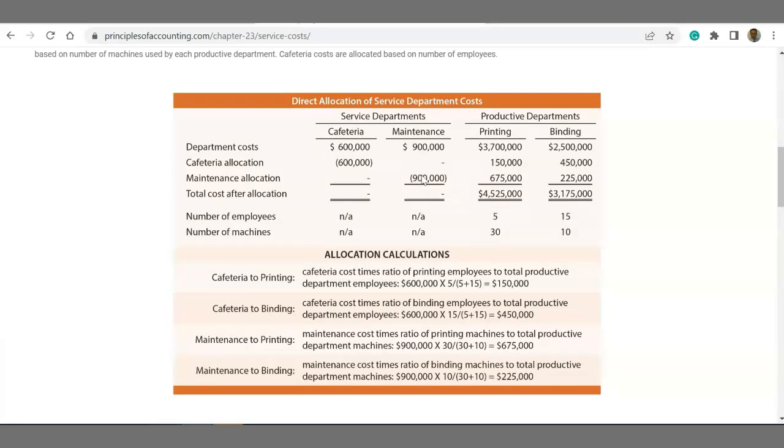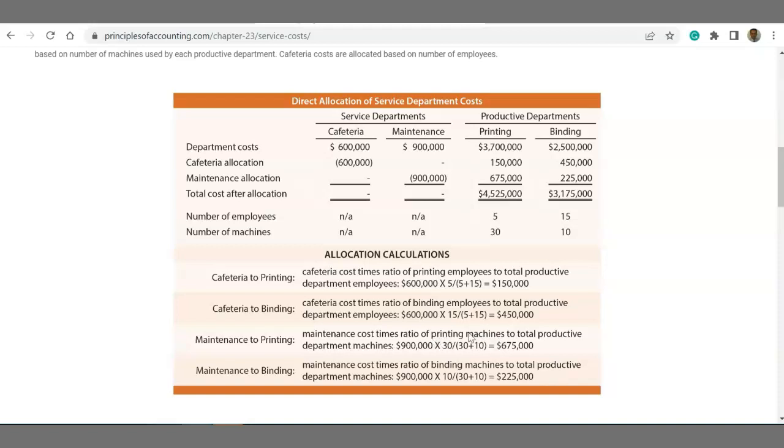And the other one is maintenance. Okay, maintenance, you might go with the square footage or something, I believe. Let's see. Ratio printing machine to total productive department. Oh, it's not based on square footage. It's based on printing machines, how many machines they have. Okay, that's fine. So because it's maintenance, that makes sense, right? So maintenance, we go with how many machines they have.